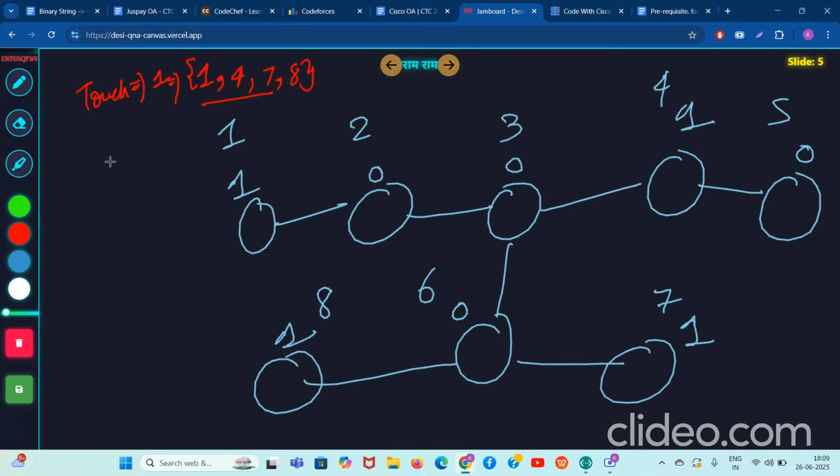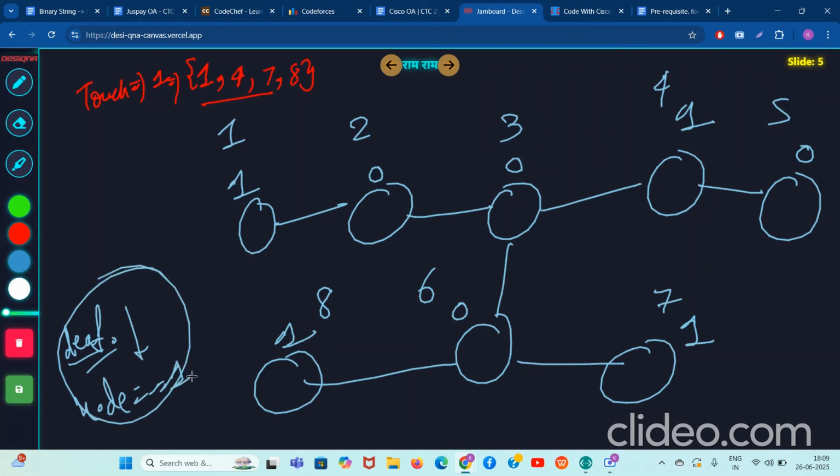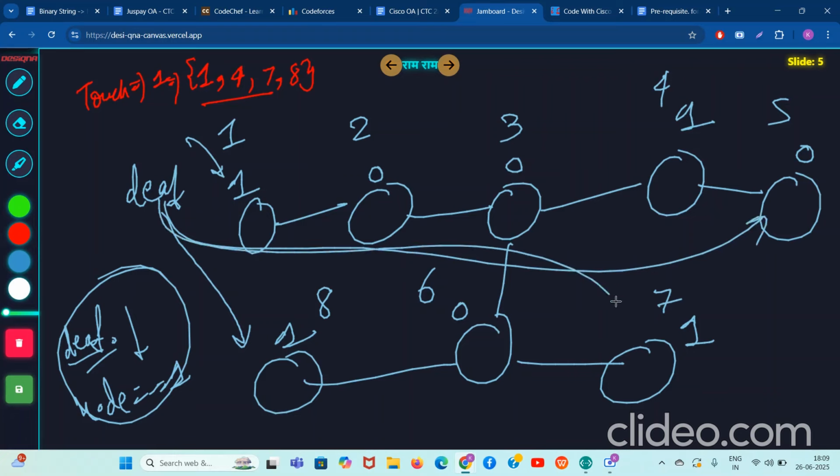guys, what is a leaf? Like, if the tree is not rooted at some node, leaf is nothing but any node who has a degree of 1. Leaf is a node whose degree is 1. So let's check which are leaf here. So guys, this is a leaf because node 1 is only connected to one other node. So it is a leaf. 8 is also a leaf. And then 5 is also a leaf. 7 is also a leaf.